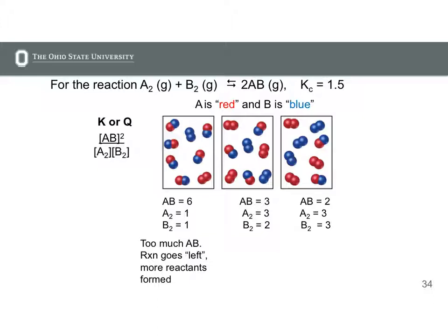Okay, we can do the same thing with these different boxes, different ratios of AB and A2 and B2, again calculating Q and comparing to K. For our middle box where AB is 3, A2 is 3, and B2 is 2, we end up with Q equal to 3 squared over 3 times 2, so we get 1.5. In this case, Q is equal to K, and we're at equilibrium.